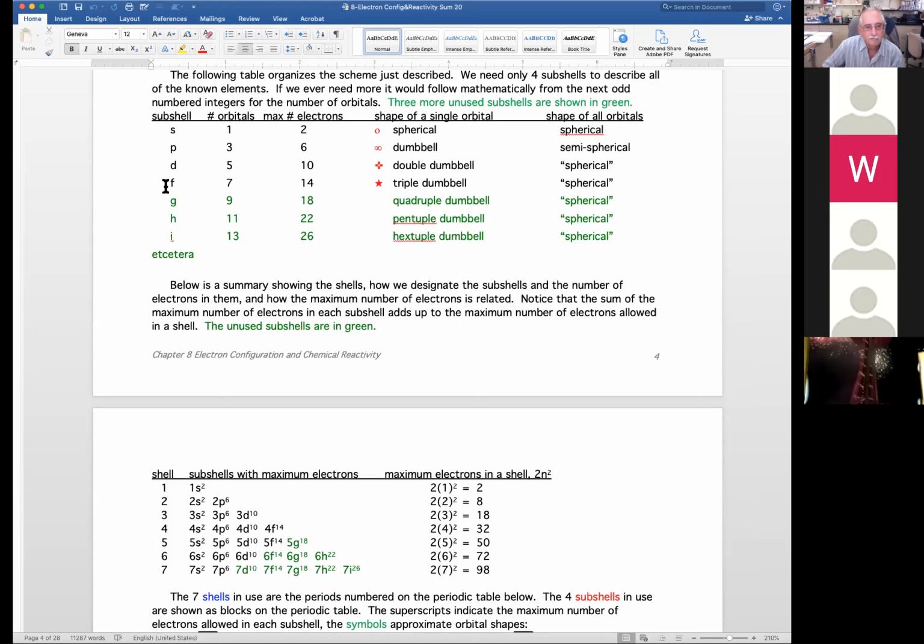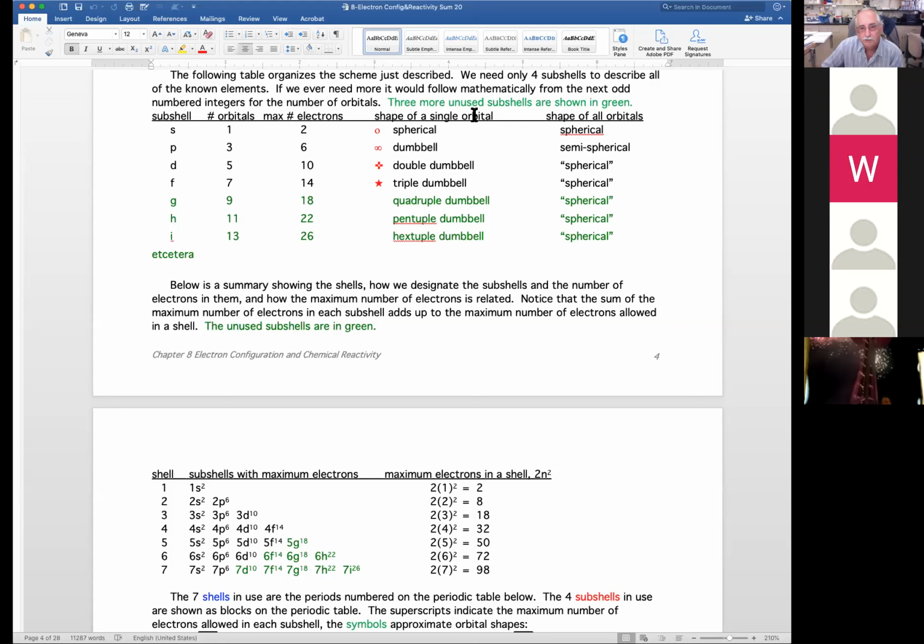So in an F type of subshell, you can have up to 7 orbitals and up to 2 electrons in each orbital. So that would give you 14. And I'm going to relate this back to the shapes that we looked at. Those are the shapes of the orbitals.